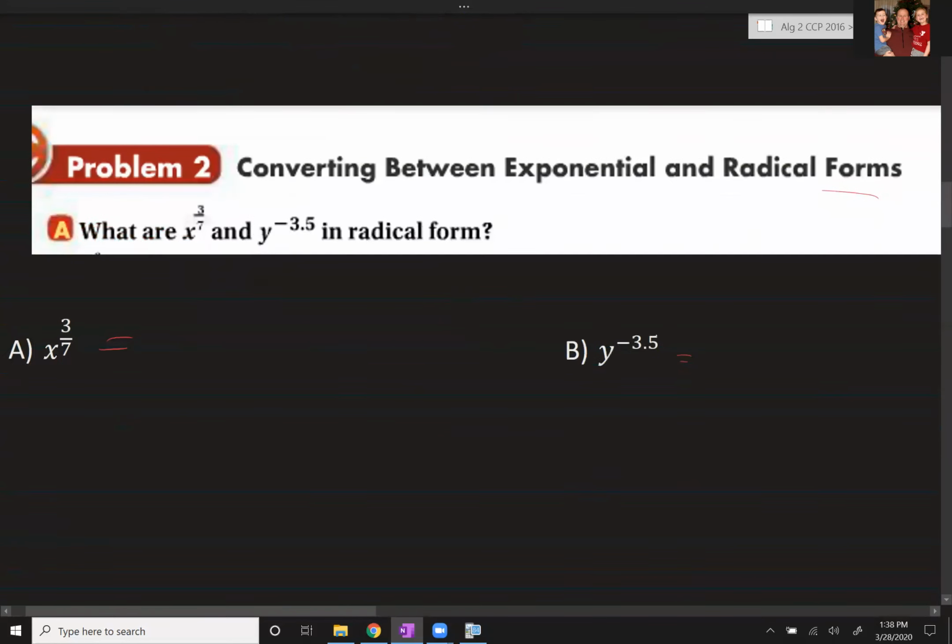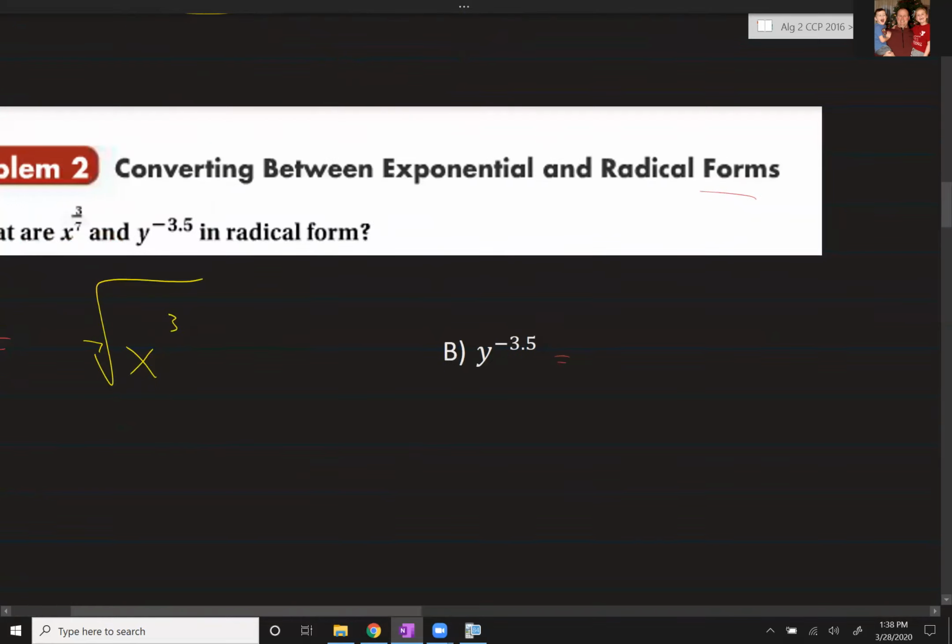So here we go. We have x to the 3/7. So I have x to the third power. The 7 must be the root, so it hangs out as the index. B gets a little bit more confusing because we threw a decimal in and threw a negative in.